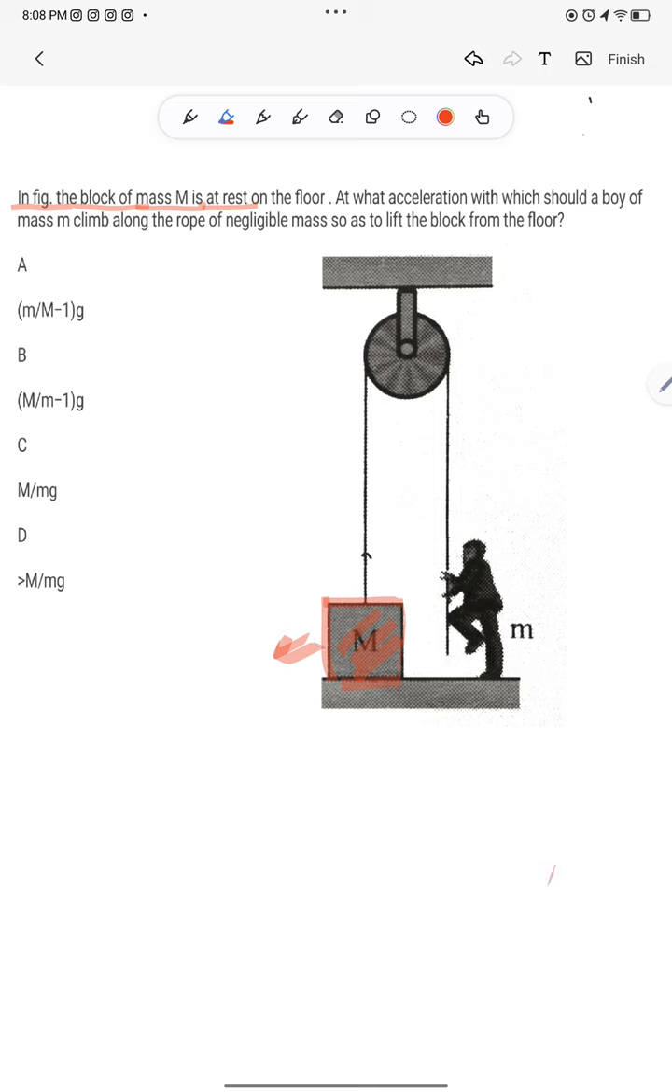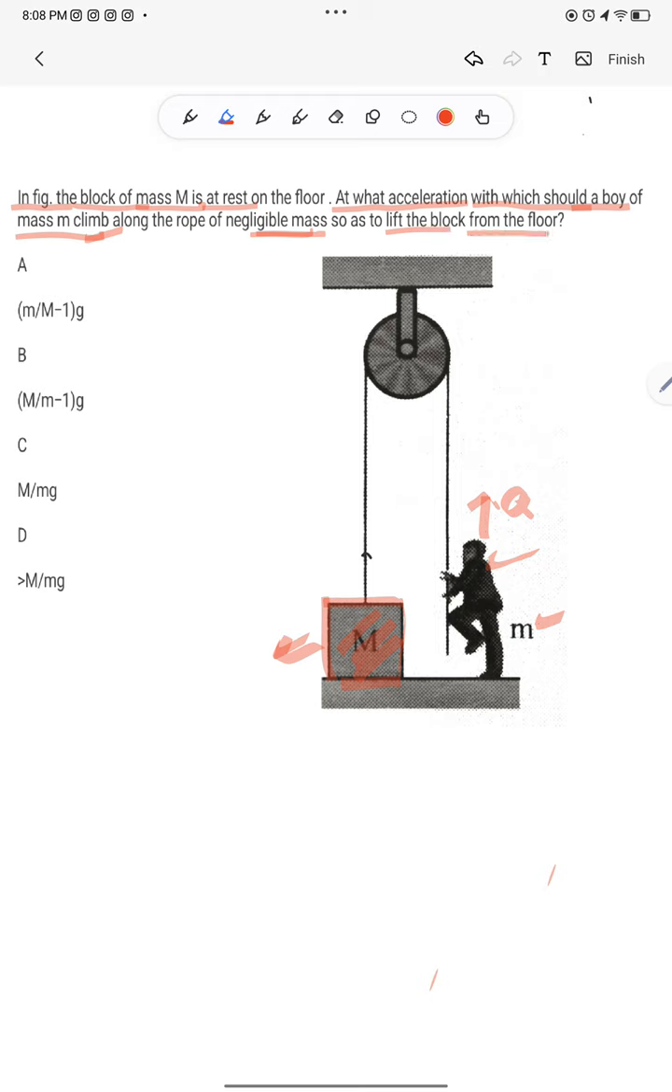The question is saying, at what acceleration should a boy of mass small m, here is a boy and the mass of this boy is small m, move up or climb up on the rope, and here the mass of the rope is negligible, so as to lift the block from the floor.